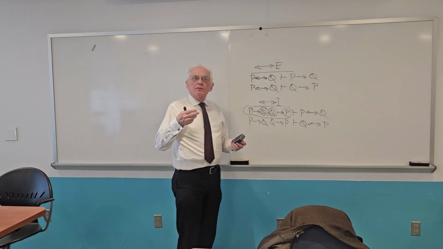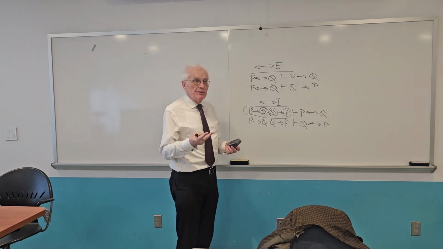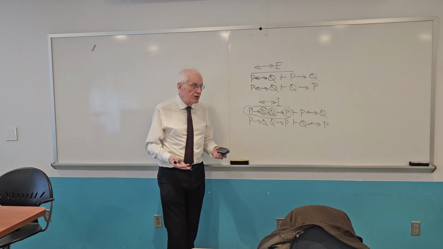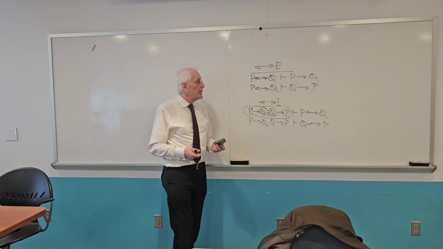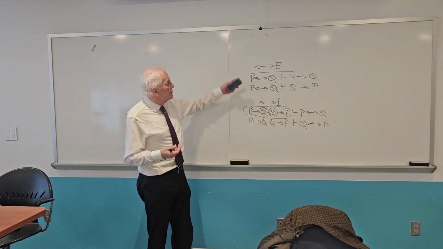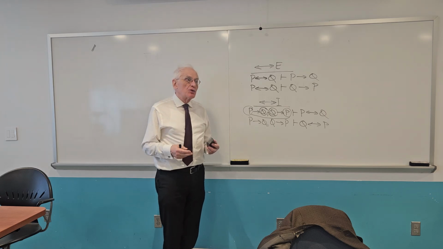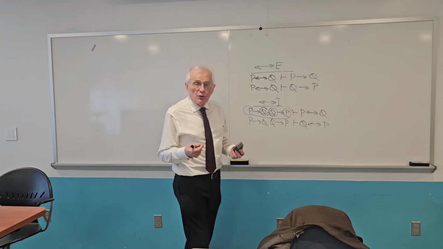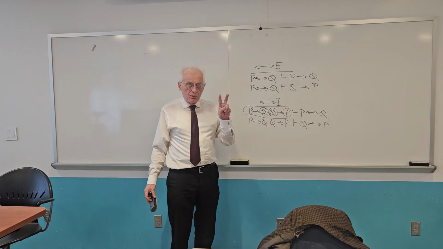So, two rules for the ampersand conjunction, ampersand elimination, ampersand introduction. Two rules for the disjunction, wedge introduction, wedge elimination. Two rules for the biconditional, double arrow elimination, double arrow introduction. And I've also talked already about arrow elimination for the conditional. That leaves two rules to be discussed.